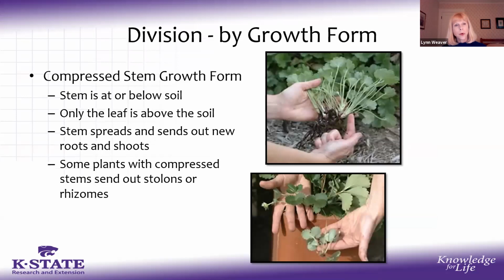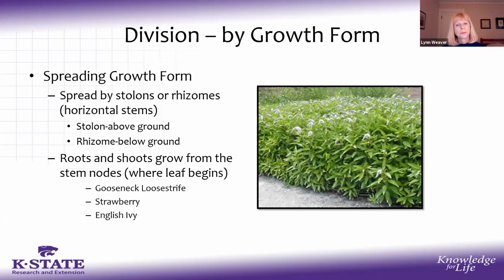Division by growth form. Some plants have a compressed stem growth form, where the stem is right at or just below the soil. For example, strawberries. Only the leaves are above, and the stem spreads and sends out new roots and shoots. Some plants send out stolons or rhizomes. So what's the difference between those two?